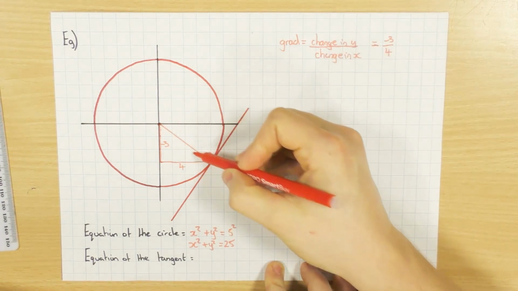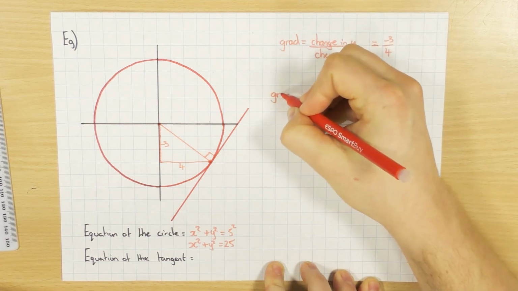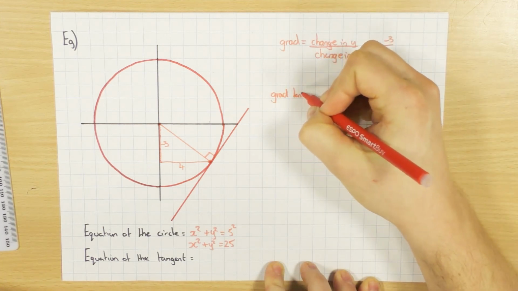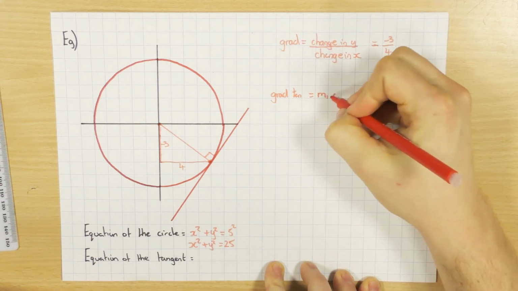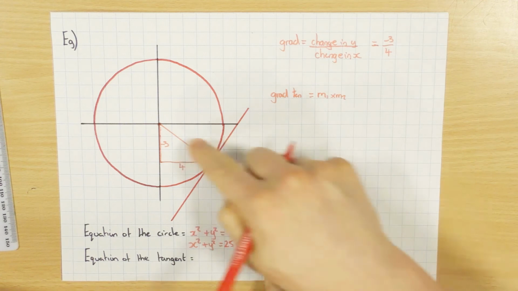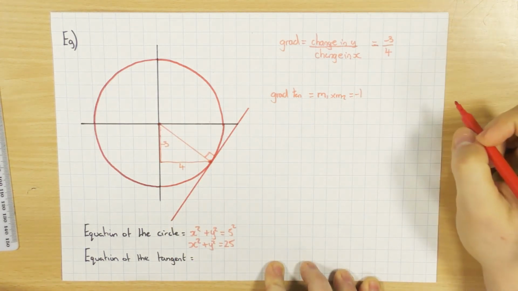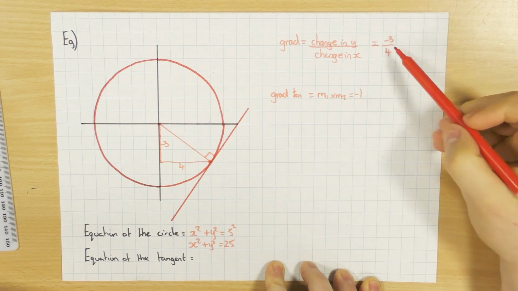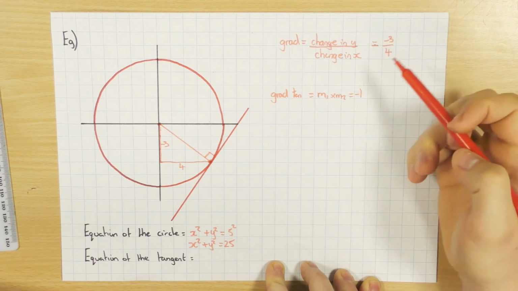So once I know the gradient of the radius, I now want to work out the gradient of the tangent. Now this is where you have your m1 times your m2, so the gradient of your radius times the gradient of your tangent, that needs to equal minus 1. Now if you watch the video, I tell you a little trick to do. Obviously you can substitute these in and rearrange it, but it's a bit of a pain.